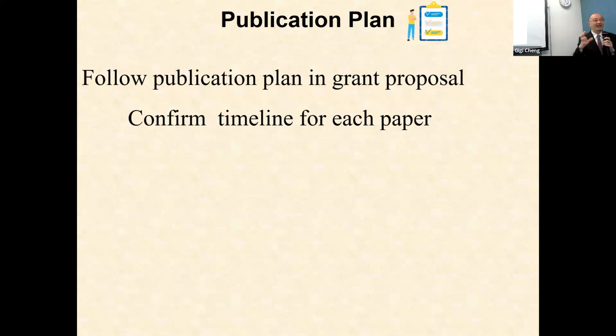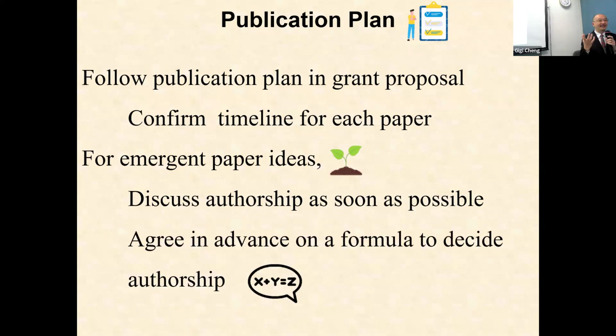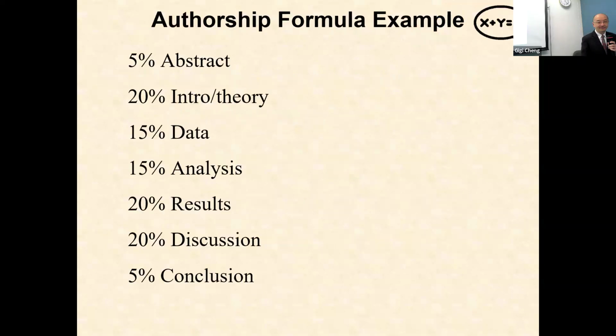So in your grant proposal, you should already think about your publications. You have to have a timeline for each paper. But of course, you do projects and you have new ideas that come out after the grant. That's really good. When this happens, you should talk about authorship as soon as possible. You want to agree in advance who's going to do what, specifically on a formula to decide authorship. So here's the example formula.